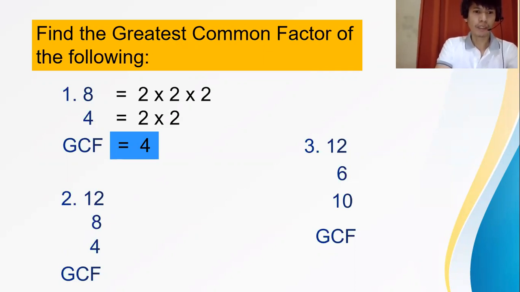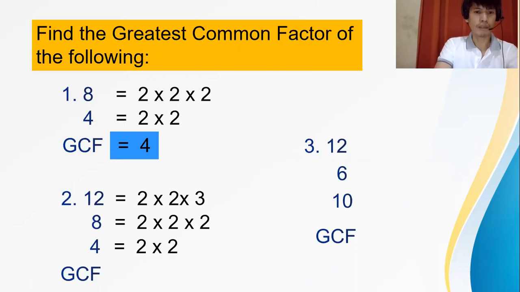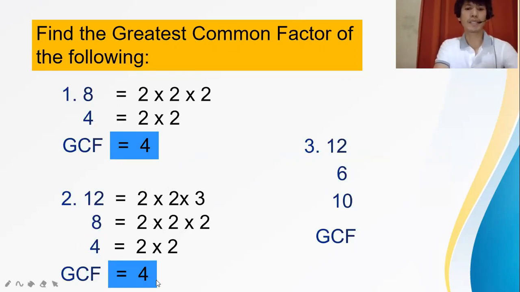Number 2, 12, 8, 4. 12 factors, 2 times 2 times 3. 2 times 2 is 4, times 3 is 12. Next, we have 8. Since we all know that 8 is 2 times 2 times 2, then 4 is 2 times 2. And then, the greatest common factor is 4. Since yung tatlong number, then multiply since these are the common factors, and then the answer is 4.